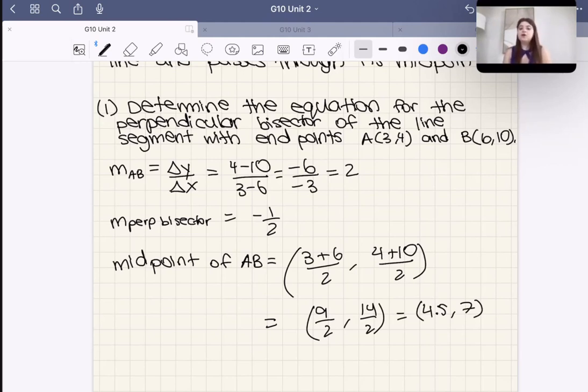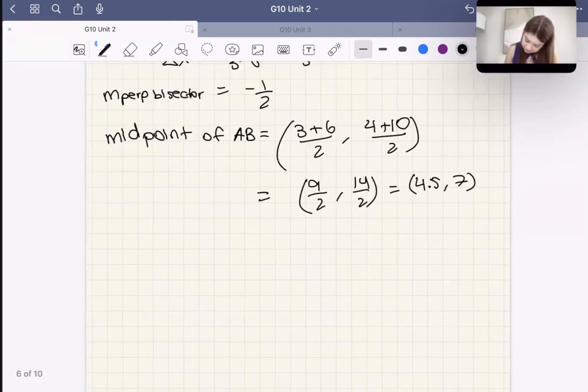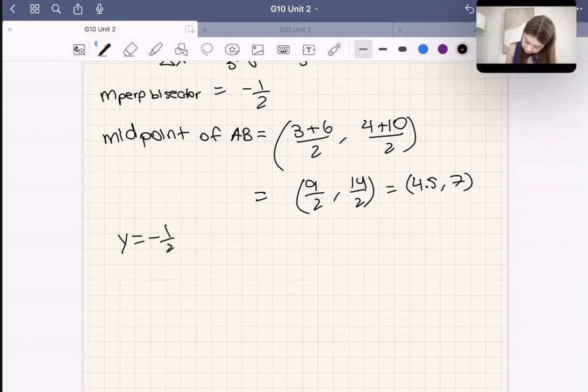Okay, now what must we do to get the equation of the perpendicular bisector? Well, we have a point on the perpendicular bisector, which is our midpoint, and we also have the slope of the perpendicular bisector, which is negative a half. So what must we do now? We need to plug all of this in order to find b, right? B, the y-intercept, is the only thing that we don't know. Okay, so therefore 7 equals negative a half times 4.5 plus b.